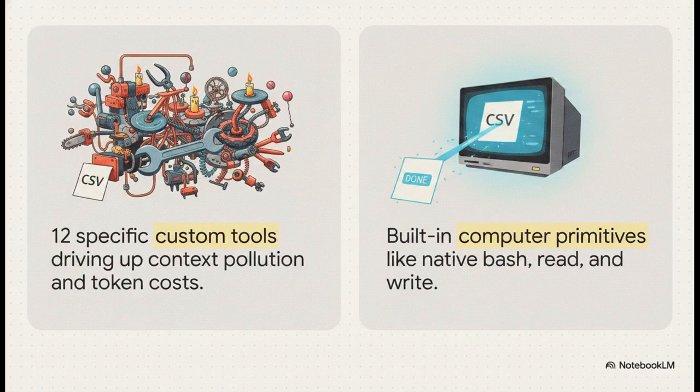To put that into perspective, originally, Stockpilot used 12 of these custom tools. Literally, one tool loaded an entire CSV file into the AI's context just to find a single data point. That cost over 200,000 tokens for one task. Compare that to built-in primitives like native bash execution. Now, the agent simply writes a quick Python script to analyze the CSV, runs it, and reads the output. Token usage absolutely plummets. So start with your primitives and only build custom tools when you absolutely have to.